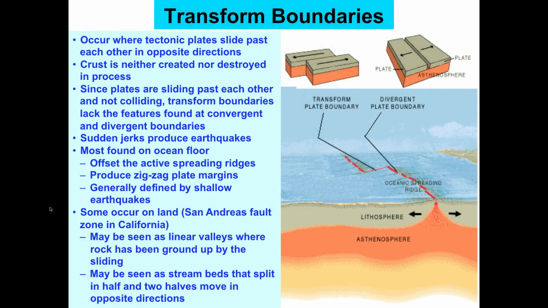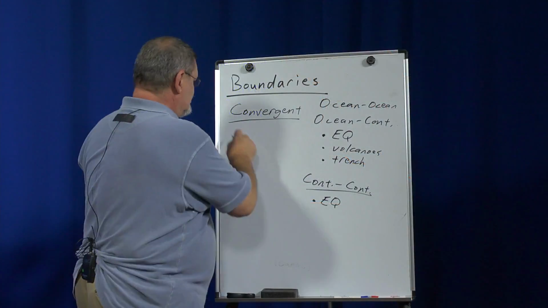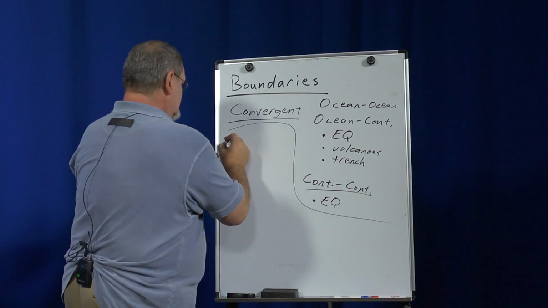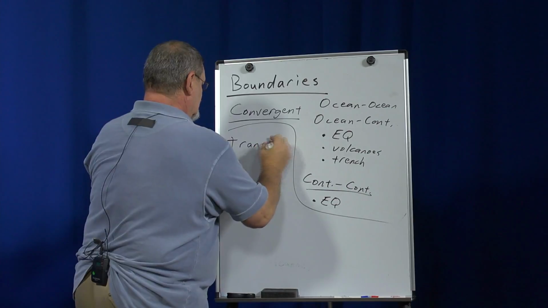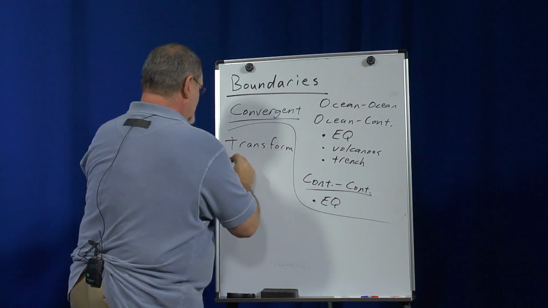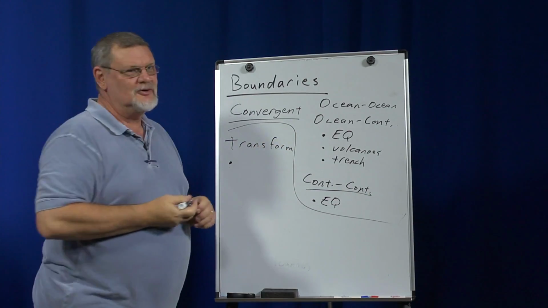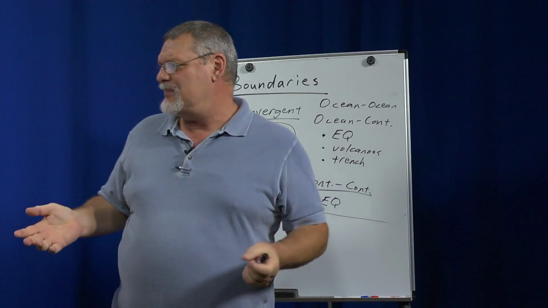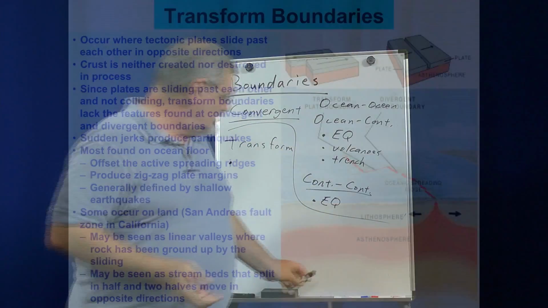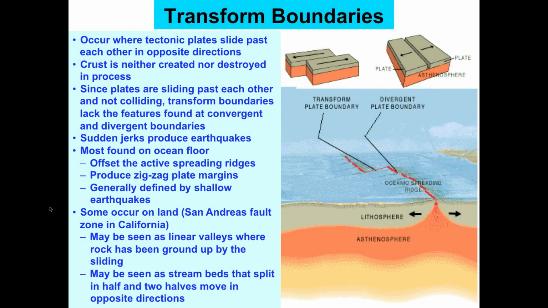All right, transform boundaries. This is where the boundaries are sliding back and forth past each other. The crust is neither created nor destroyed. Nothing's created or destroyed there. They're just merely passing back and forth across each other. But what we do have is earthquakes.